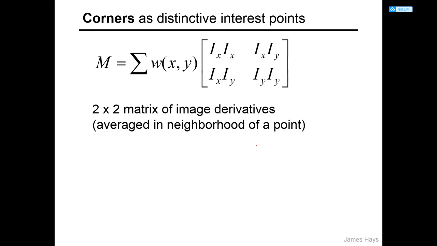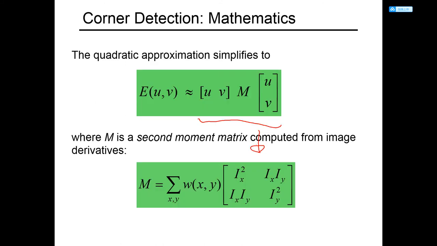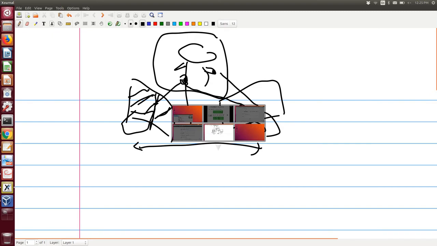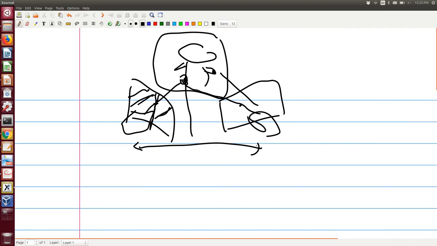So how do we distinguish that it's a corner or an edge or something like that? Let's do some sketch first. Let's go back to here and think a little bit. We have this matrix M multiplied by this UV here. And of course, with different values of M, I have a different function like that.